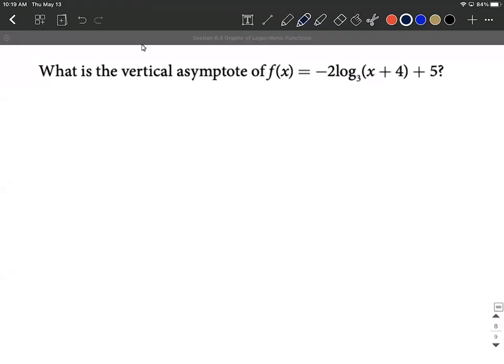Okay, let's talk about finding a vertical asymptote of a logarithmic function. Now, obviously on this function, there's a lot going on, but let's quickly walk through what each of these different components, each of these transformations, is doing to the graph. So real quickly, this negative is going to be a vertical reflection. It's going to flip the graph upside down, basically.